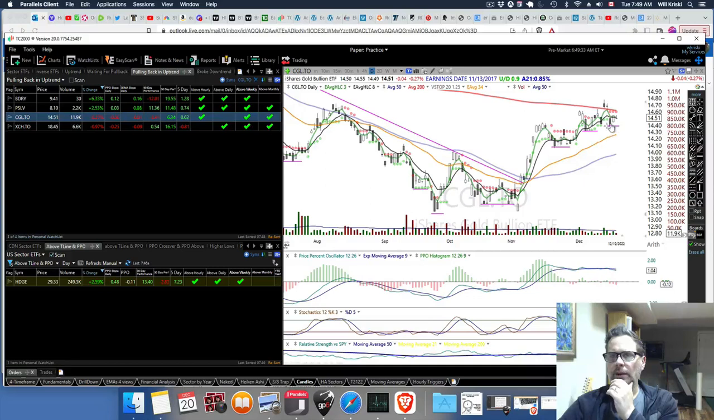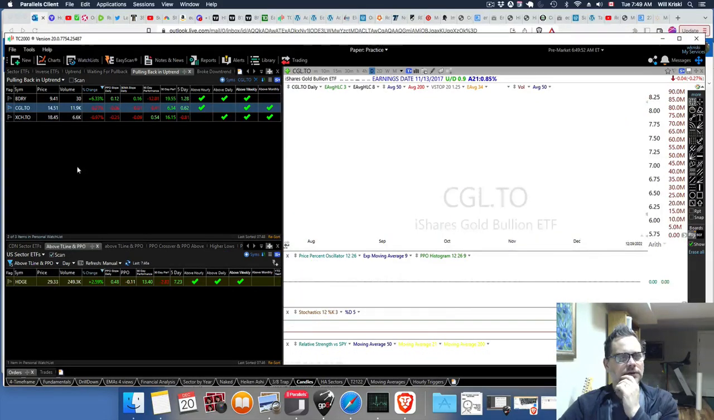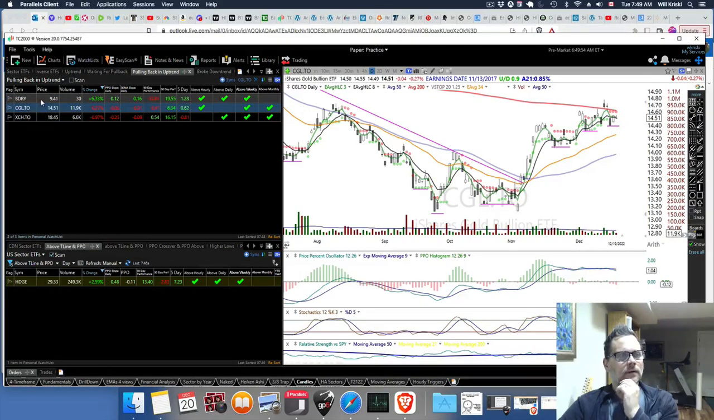Gold is a little bit weak in Canada. There's a CGL bullion. It's stuck at the 200, but there's a downsloping thing there. So it's still in an uptrend technically with the higher lows, but now silver is not pulling back in an uptrend. So what I'm going to do is flag that, because that's one that I want to buy potentially. So I'll show you the flagged.